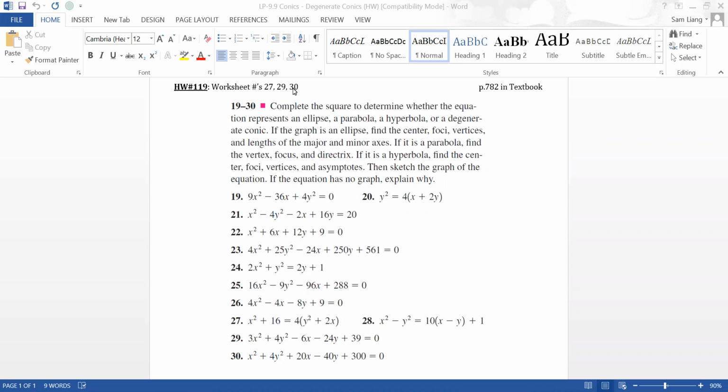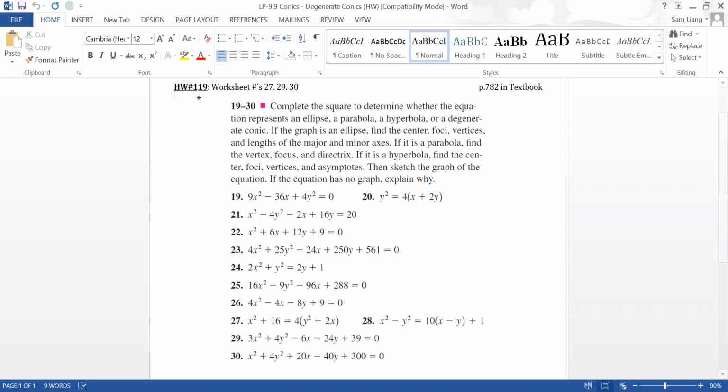So today, as I said on Google Classroom, we're going to go through homework number 119 together. These are actually the same instructions as the last homework, 118. But for these questions, 27, 29, 30, these are going to end up being degenerate conics. So I'm going to give you some time to work on it if you haven't yet already, just to get some practice with it. So let's say 7 minutes, so we'll reconvene at 11:20, and then from there I'll go through the solutions with you.